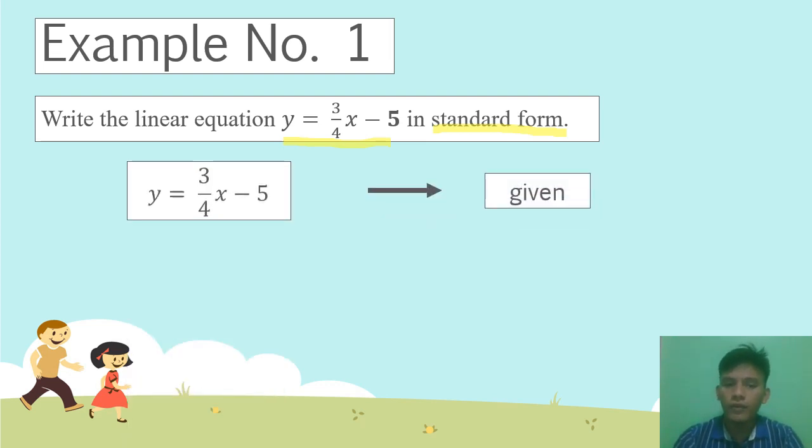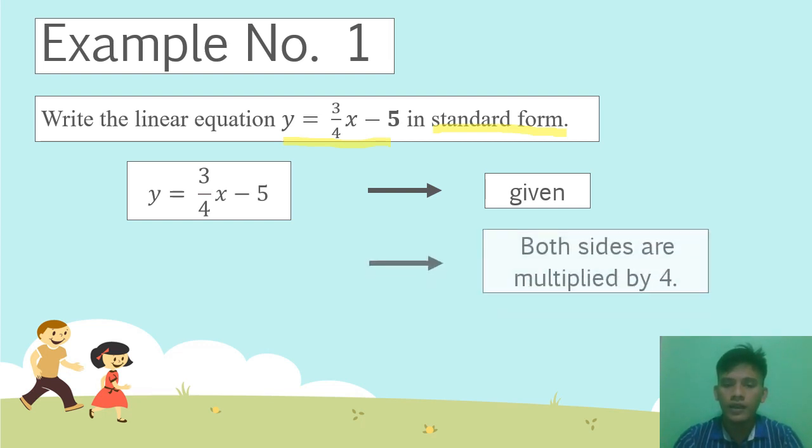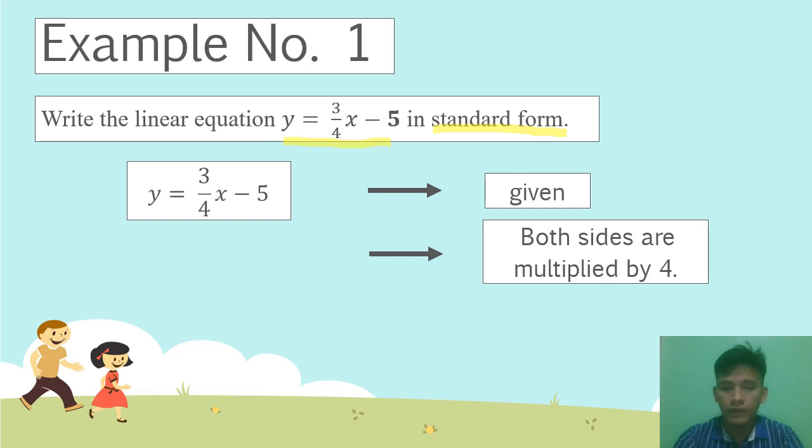The given is y is equal to 3 over 4 x minus 5. Both sides are multiplied by 4. So we need to multiply both sides by 4. 4 times y is 4y. The 4 in our denominator will be cancelled out, that's why 3x. Negative 5 times 4, that's why negative 20.